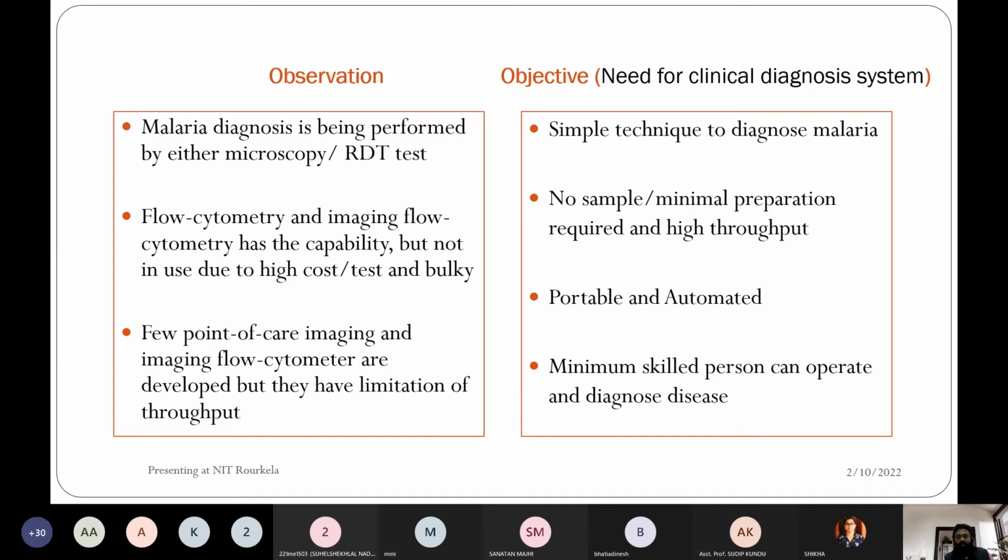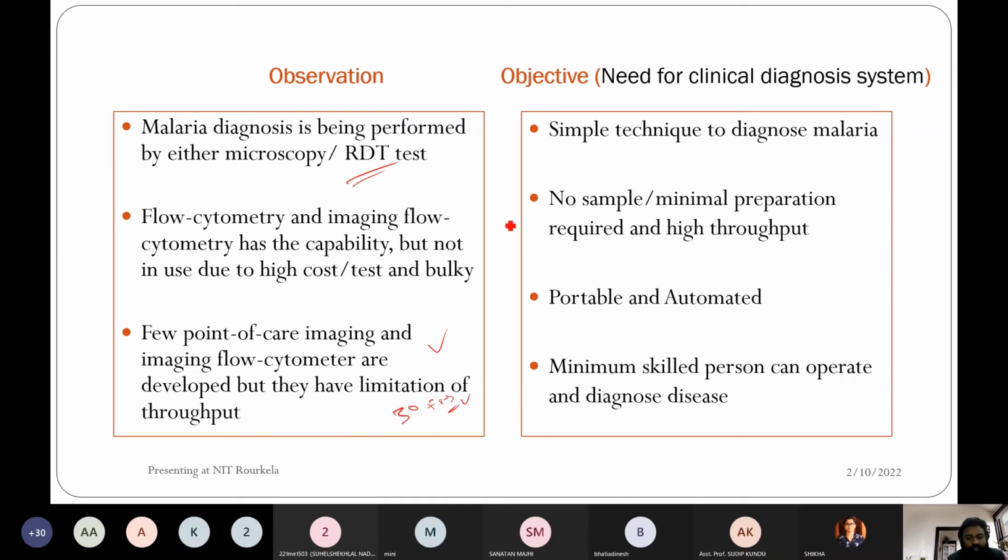A quick observation from the different literature reviews, and what we need for a point of care device. Malaria diagnosis is mostly performed by either microscopy or RDT. Flow cytometry and imaging flow cytometry have the capability, but are not in use because the cost per test is high and they are bulky. A few point of care devices have been developed and are being developed. Imaging flow cytometers are developed, but they are limited in throughput: the maximum is only 30 frames per second.